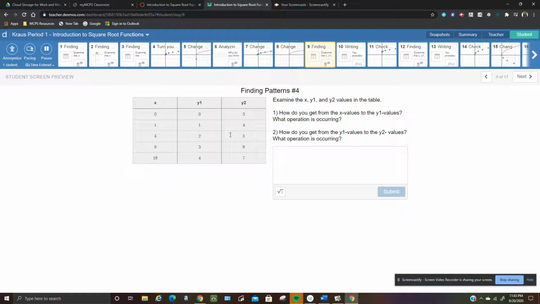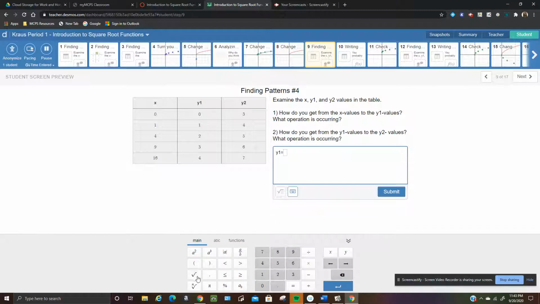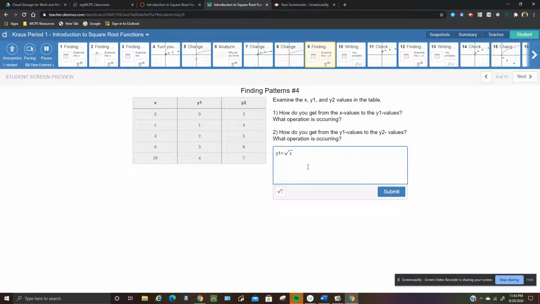All right, examine the X values, the Y1 values, and the Y2 values in the table. How do you get from the X values to the Y values? What operation is occurring? So you can say Y1 is equal to square root of X. And how do you get from the Y1 values to the Y2 values? You add 3.